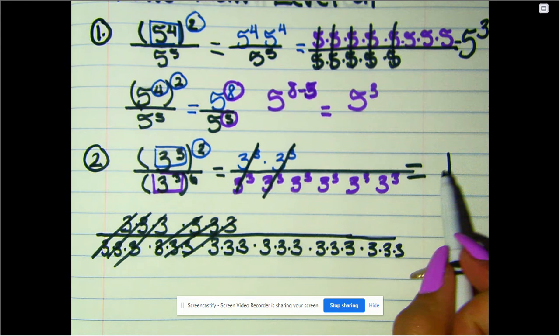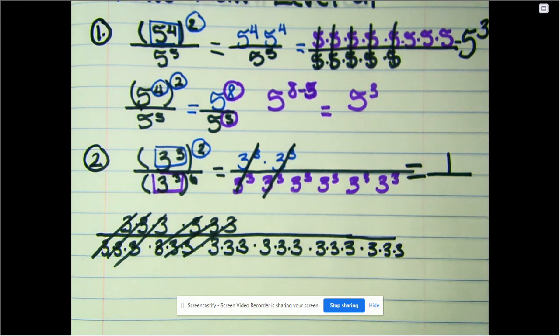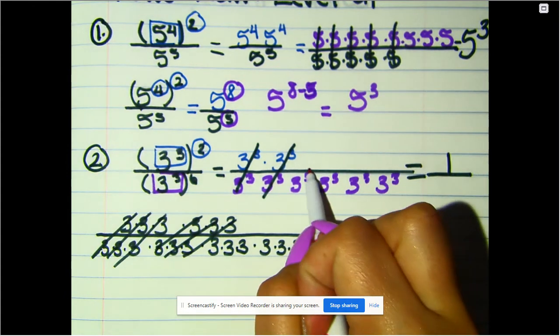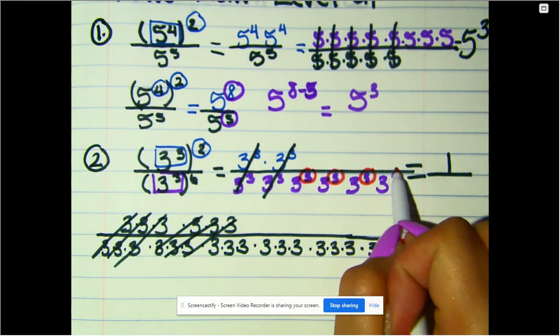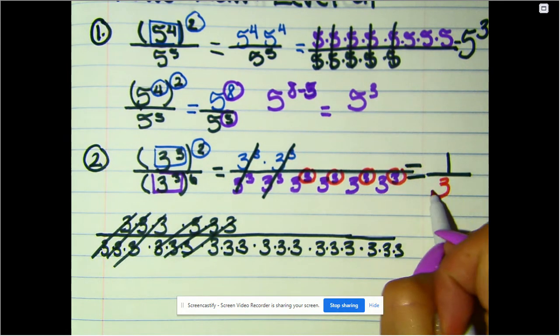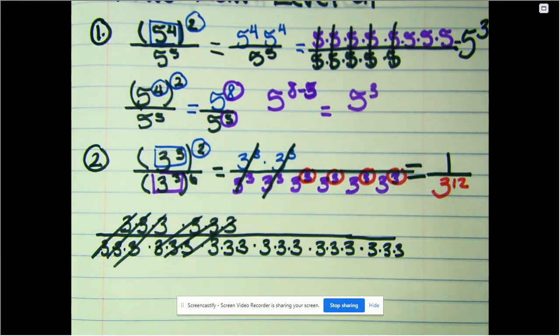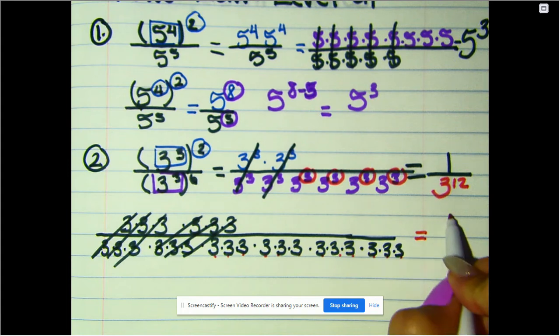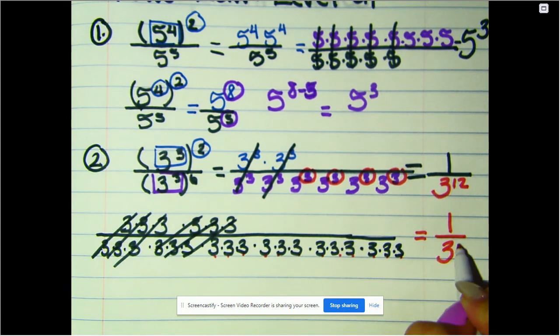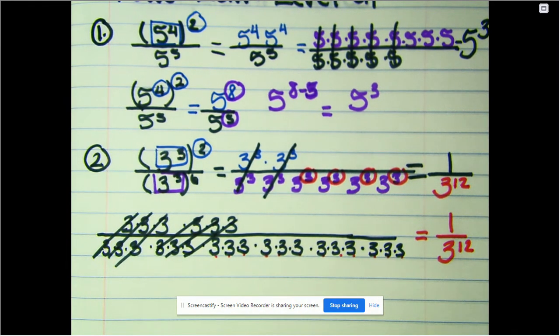So remember, whenever we multiply exponents, we can also add them. So I could have added 3 plus 3 is 6, 9, and then 12. So that would be 3 to the 12th power. Okay, and let's count them up just to make sure we got the right answer. 1, 2, 3, 4, 5, 6, 7, 8, 9, 10, 11, 12. So we have 1 over 3 to the 12th power, remembering that they're going on the bottom because that's where they landed.